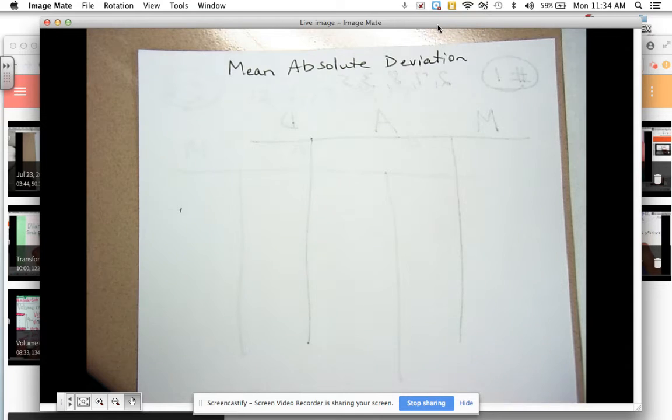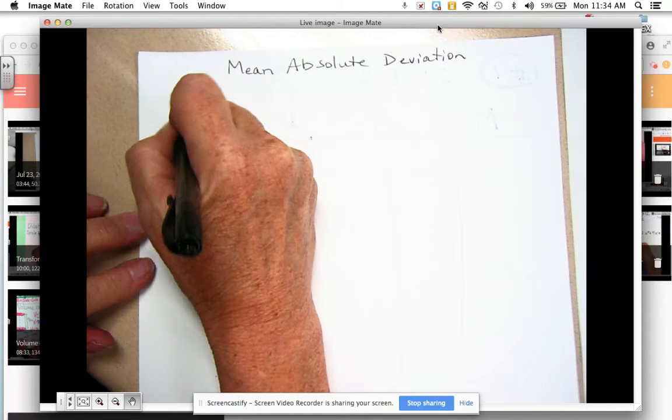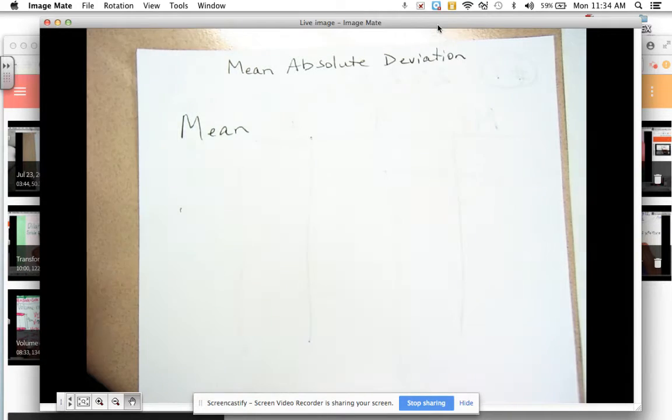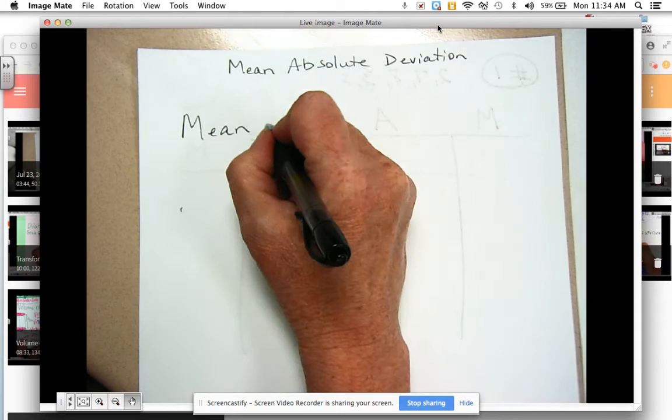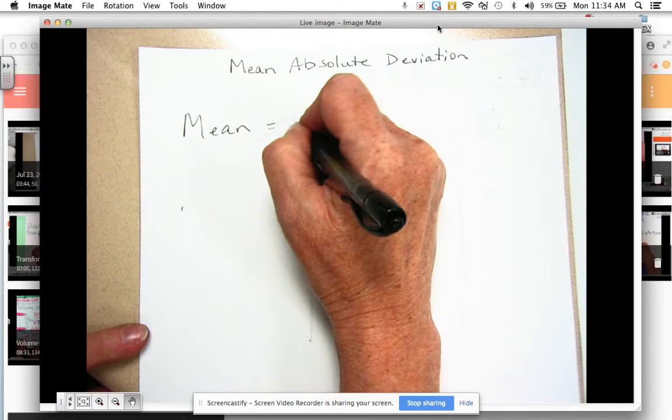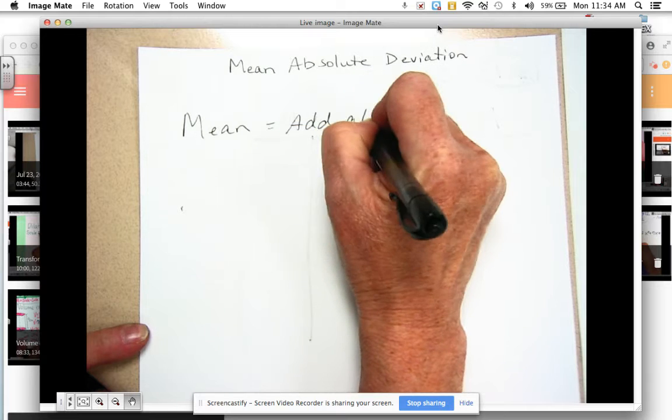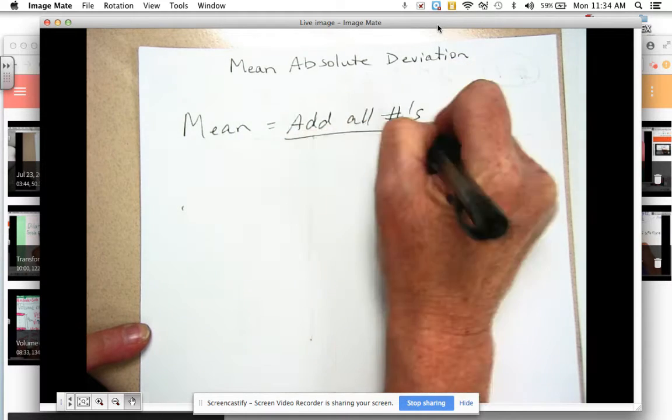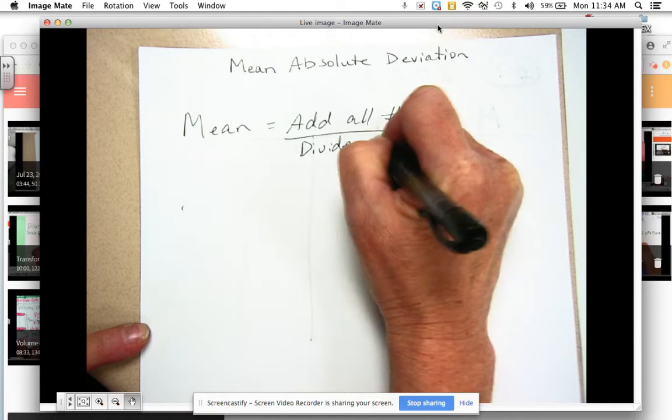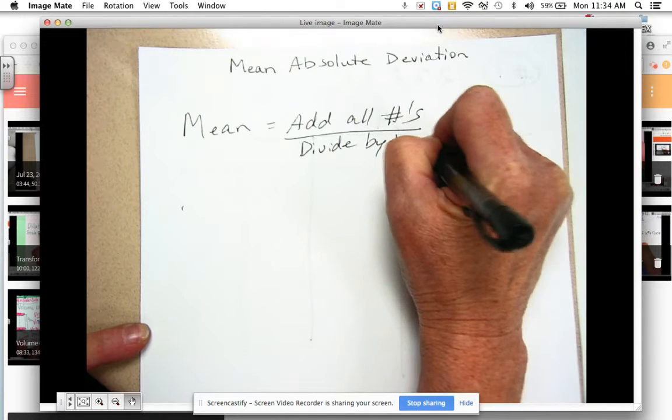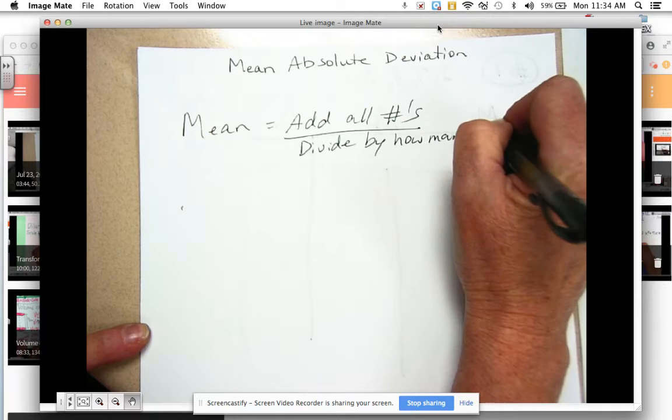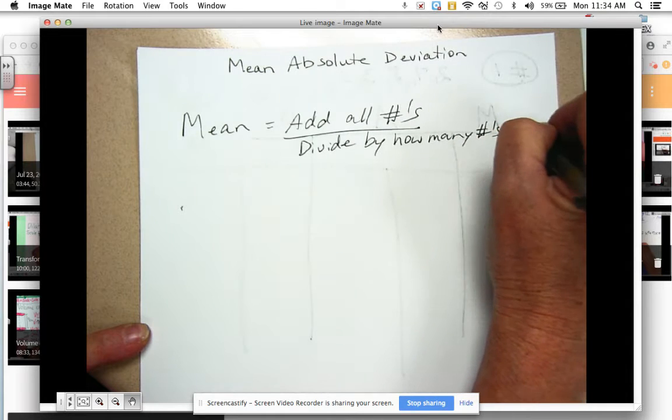We're going to learn something called mean absolute deviation. I know it sounds like a really long word and really hard or complicated, but we're going to break it down and we're going to talk about what the mean is. What is mean? If you guys remember, mean is where you add up all the numbers and you find the average. We don't have to write it down, but I'll go ahead and write it down: you add all the numbers and then divide by how many numbers there are.